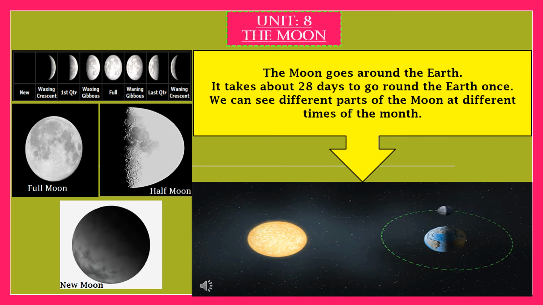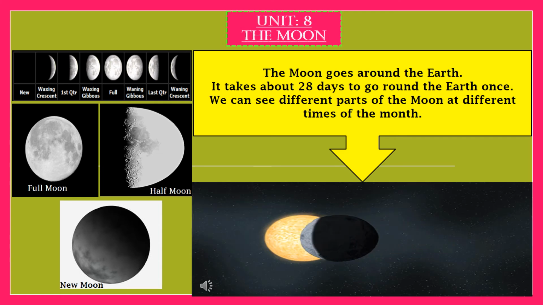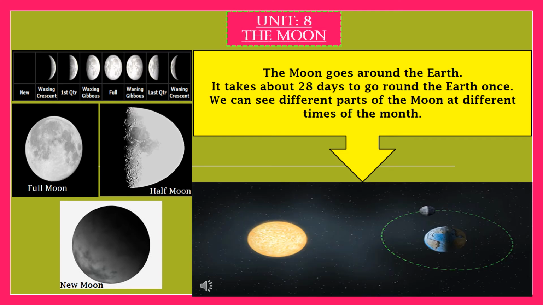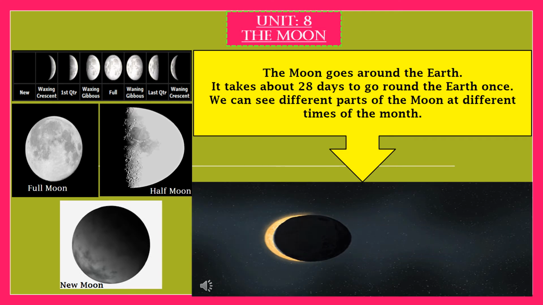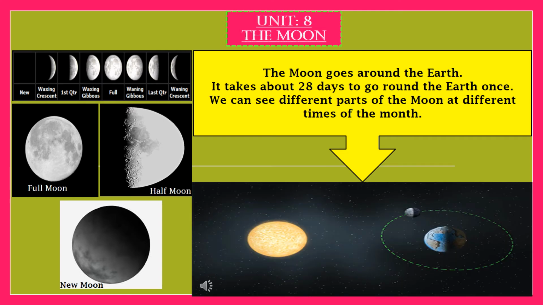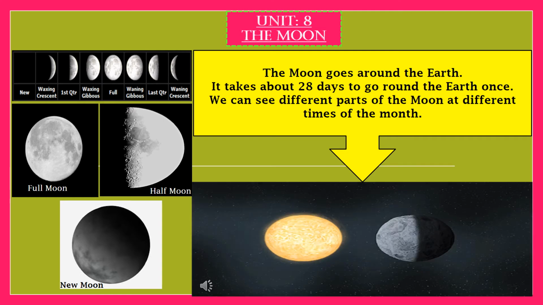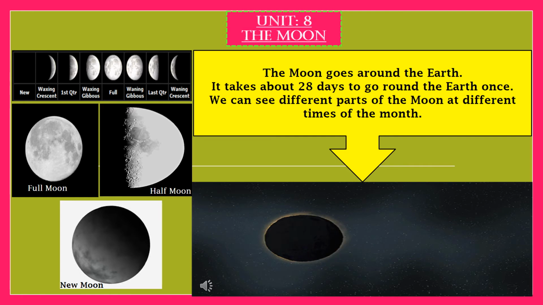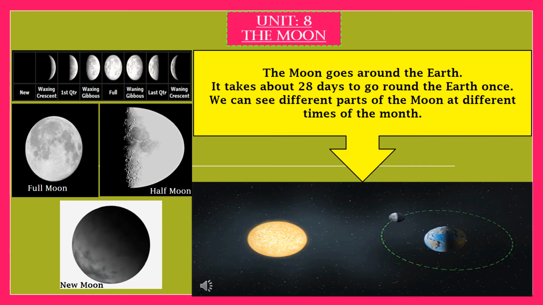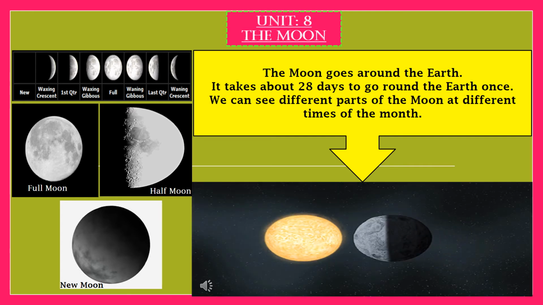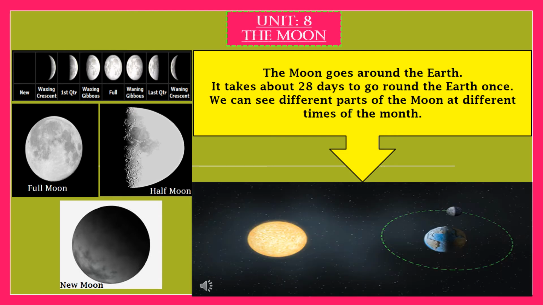This is all happening during these 28 days, when the moon is continuing its movement around the earth. It is completing one round, and now we can see different shapes of the moon during these 28 days. After that, we have seen the full moon.